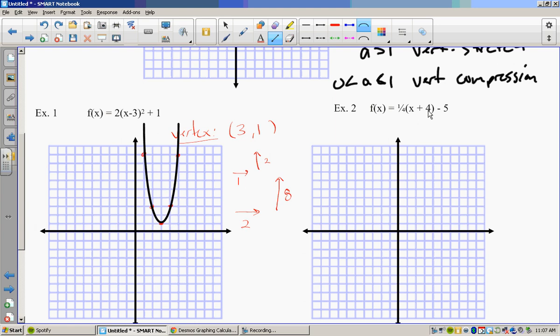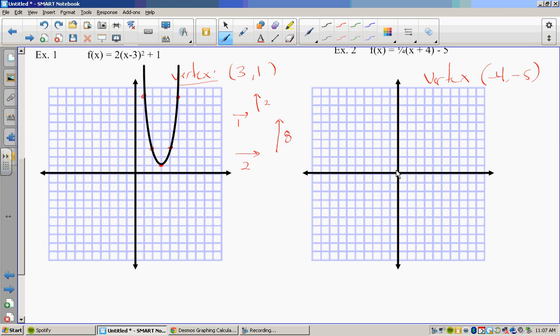Very similar over here. My vertex, first of all. Let's deal with my vertex. I see +4, so that needs to be a -4 here. I see a -5, so it will also be a -5. So as I graph that ordered pair, I go left 4, 1, 2, 3, 4, and down 5. 1, 2, 3, 4, 5. There's my vertex.